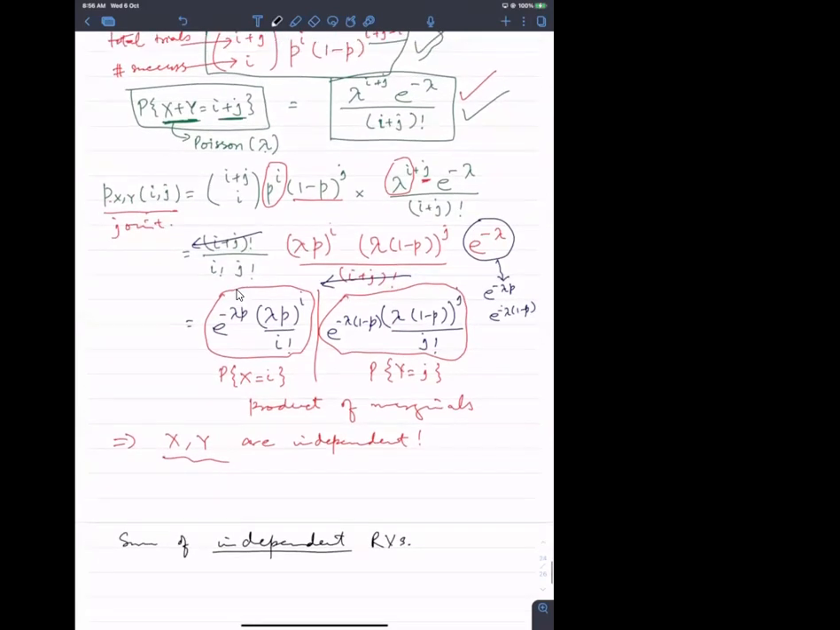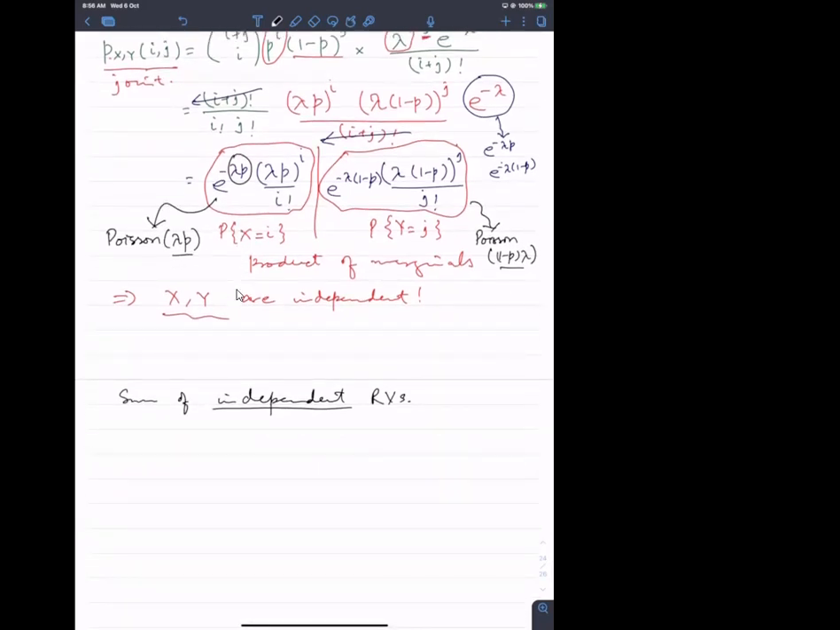Inside the Poisson, this lambda is the parameter of the Poisson distribution. So lambda times p is also a number. So this is a Poisson with parameter lambda p, and this is a Poisson with parameter 1 minus p into lambda. ये एक पोसॉन है जिसका पैरामीटर 1 minus p लैम्डा. ये एक पोसॉन है जिसका पैरामीटर लैम्डा p. ठीक है.